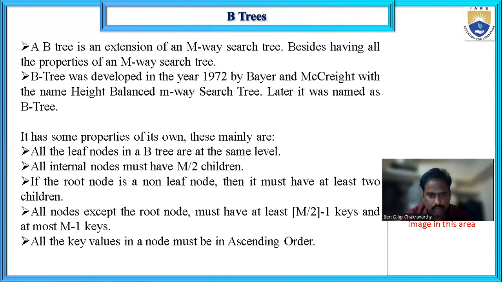All nodes except the root node must have at least m by 2 minus 1 keys and at most m minus 1 keys. So I can take m by 2 minus 1 keys other than for the root node, and I can take a maximum of m minus 1 keys. We'll see an example so you get a clear idea about it. All the key values in a node must be in ascending order. Whatever keys we are taking will be in ascending order.